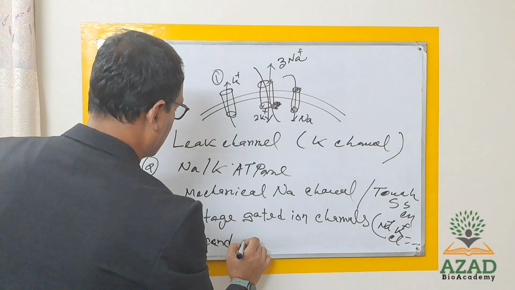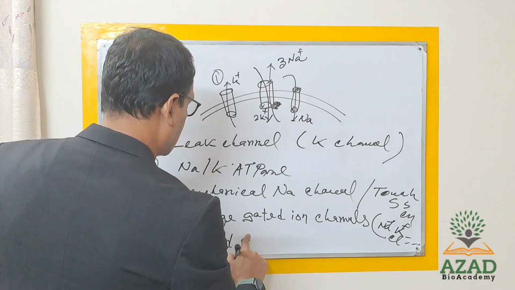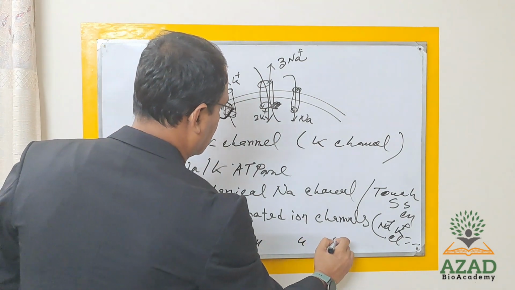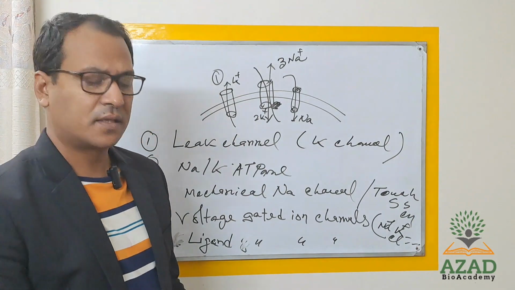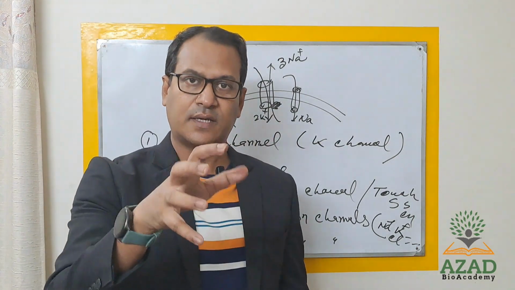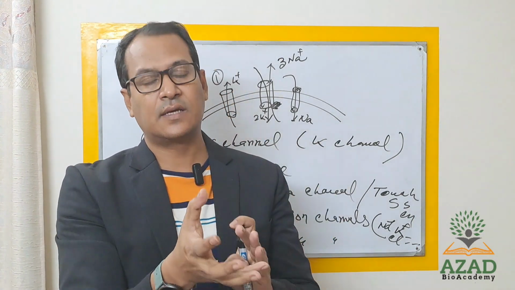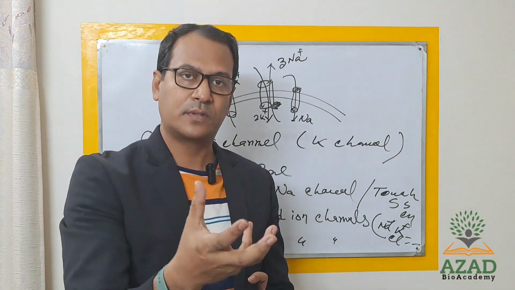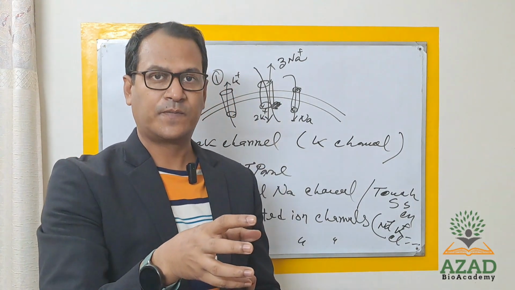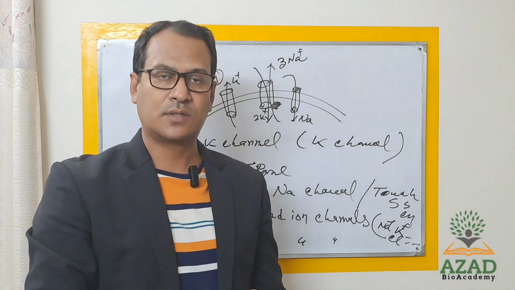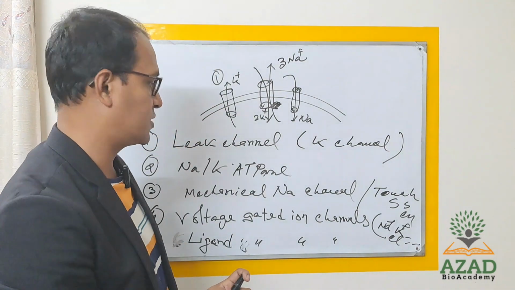Ligand gated ion channel. That means ligands, endogenous or exogenous ligands, are needed to open the channel or close the channel. That means a ligand is a must to control the ion channel.